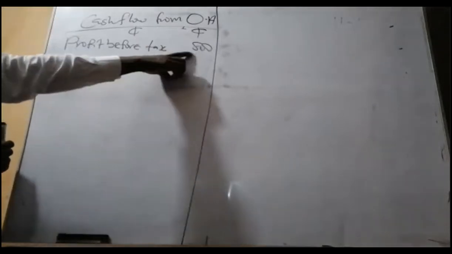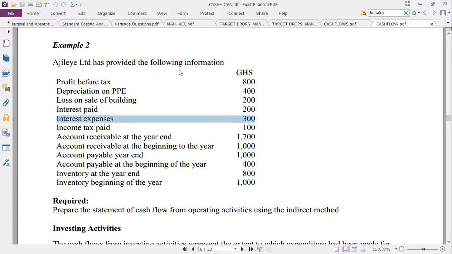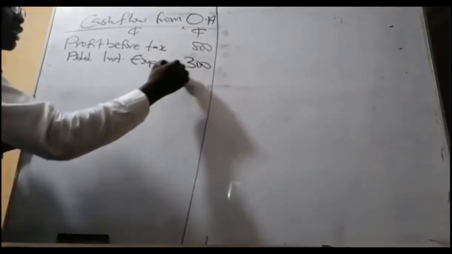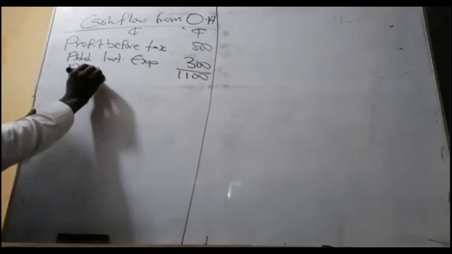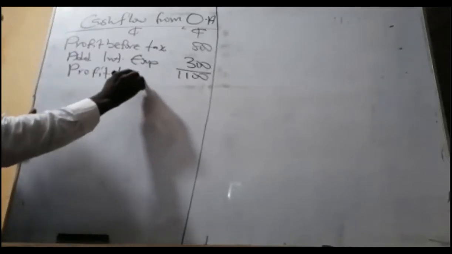Immediately, as soon as you place that figure, immediately add back the interest expense. Immediately look for it and add it. The interest expense is 300 Ghana cedis, so I'll add it, making 1,100 immediately. Don't rest. We call this one profit before interest and tax. So this profit is before interest and tax. Then you are done.